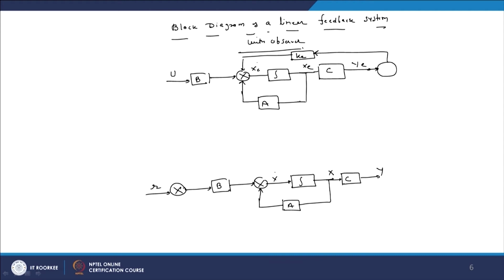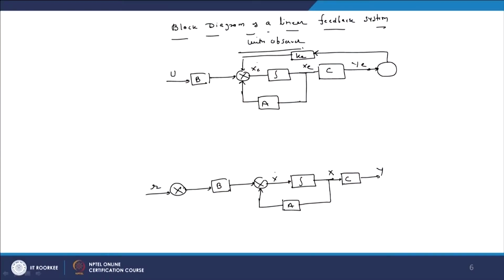Now here is Xc. Here the upper portion indicates the observer and the bottom portion indicates the system. Now what is the role of the observer? The observer estimates the state by reducing the error between the actual output of the system and the estimated output. So here the estimated output is ŷ, and here is the actual output y.